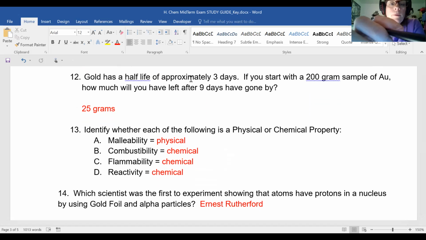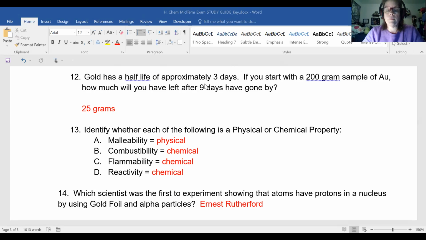Let me see if this will let me write on here. I'll show you my way of doing this. Hopefully it'll let me write. If not, I can verbally tell you. The half-life itself, it's not going to let me write. The half-life itself is 3 days.